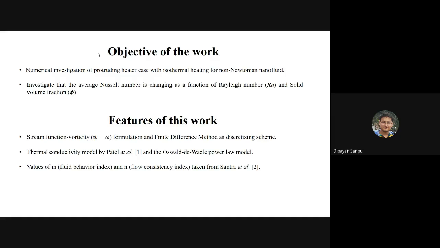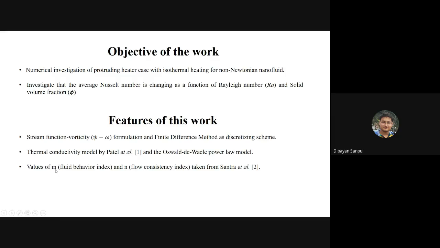Now, starting with the features of the work, the stream function vorticity formulation and finite difference method have been used as the discretization scheme, and the thermal conductivity model by Patel et al. and the Ostwald-de Waele power law model have been used for viscosity modeling of this nanofluid problem. The Ostwald-de Waele power law model includes two rheological indexes, M and N. M is the fluid behavior index and N is the flow consistency index.